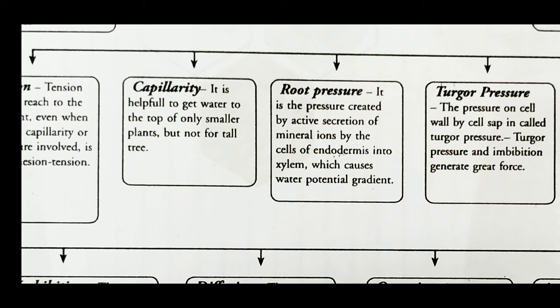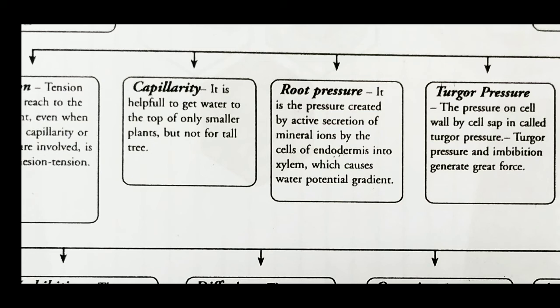It is the pressure which is created by the active secretion of mineral ions by the cells of the endodermis into the xylem. The endodermis is present inside the dermal layer of the roots, which causes a water potential gradient, and it pulls the water up.